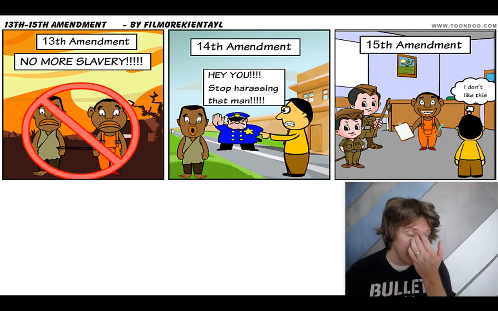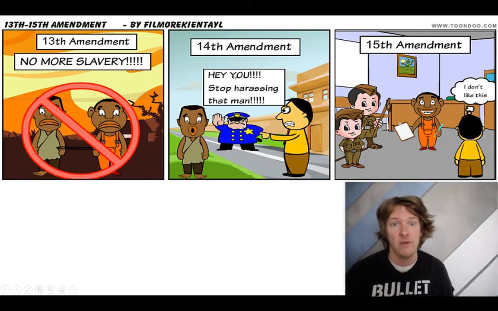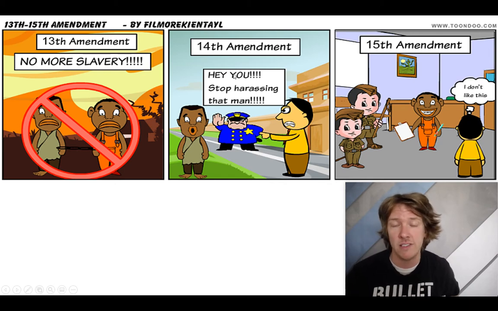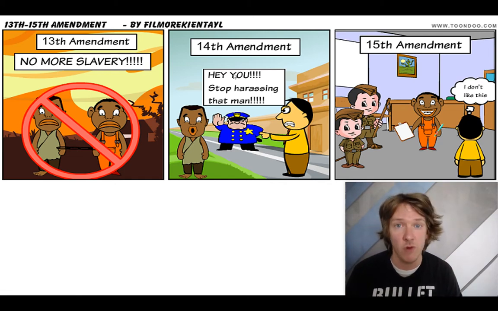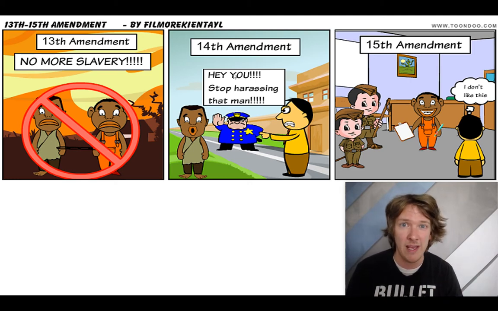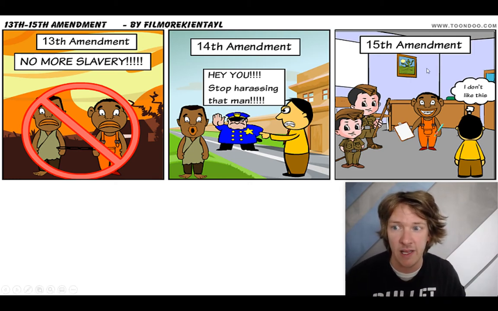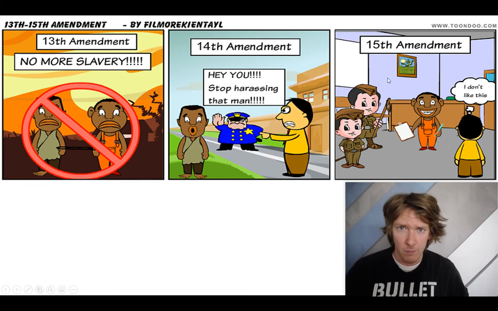After slavery ends in the Civil War, we get the 13th Amendment, which ends slavery. The 14th Amendment, which we'll focus a lot on today, grants former slaves citizenship, which means they have rights. And the bigger part of that is the Equal Protection Clause. We'll get to that in a second. And the 15th Amendment gives black males the right to vote.